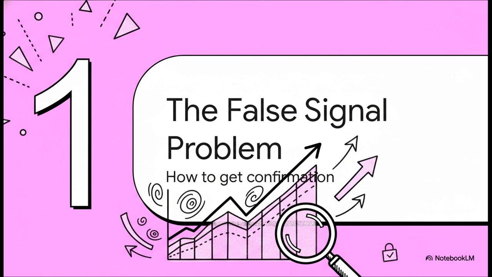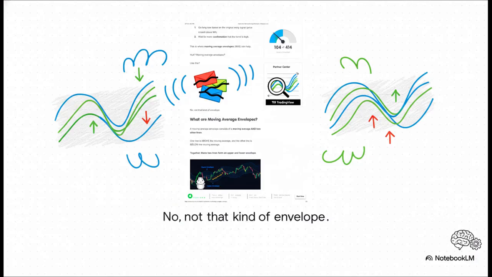So here's the million-dollar question. How do you get that extra bit of confirmation? How can you be more confident that a trend is actually the real deal and it's got the juice to keep going? Well, this is where moving average envelopes, or MAE, can be an absolute game changer. And don't worry, despite the name, I promise it's a lot more exciting than mailing a letter.